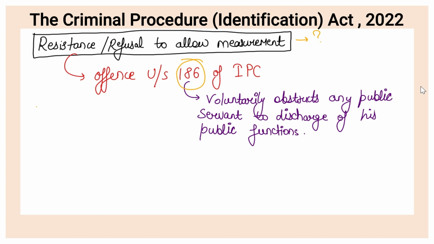So what does section 186 say? It simply says that if you restrain any public servant from performing his public duty, you shall be booked under section 186 of the IPC. That's all about it. Not a very big article, but still you need to remember it. Just remember the content. It says that if you restrict any public servant from discharging his lawful public functions, then you have committed an offense under section 186 and you shall be punished as per the provisions given in the IPC. So that is all about it.